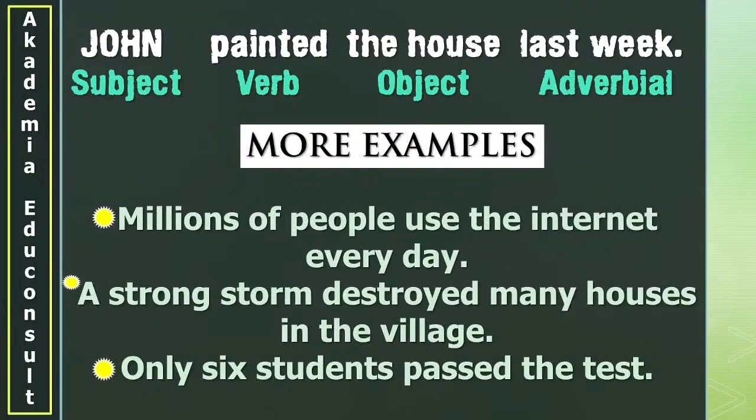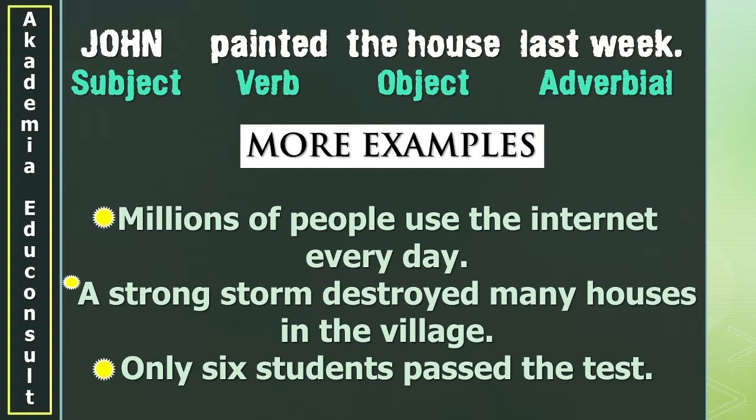Let's see an example. John painted the house last week. We have four elements here: the subject, the verb, the object, and the adverbial. Now, John is the subject. The verb here is painted, and the receiver of the action of the verb is the house. So, in the active voice, the subject performs an action directly on the object.